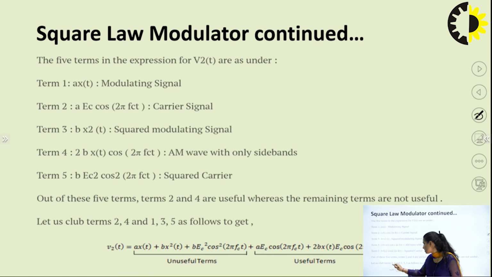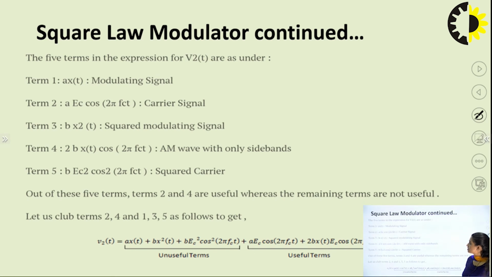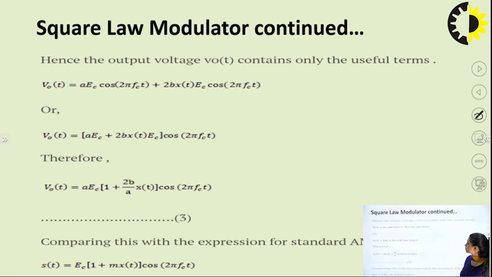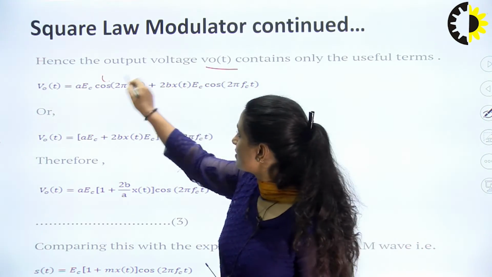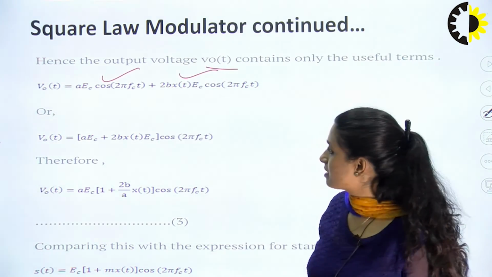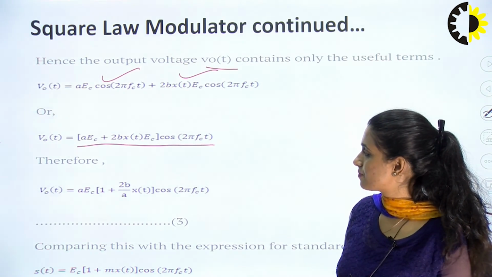Let's club term 1, 3 and 5, and these are rejected. So when I consider the useful terms only, these are unuseful, these are useful terms. The five terms in the expression V2 are as under. We just discussed. So hence output voltage V0 T contains only the useful terms, carrier frequency and the sideband part, or I can rewrite this as the expression, right?